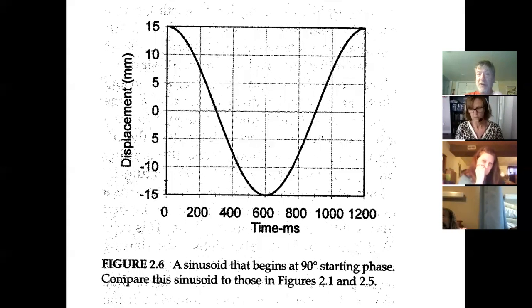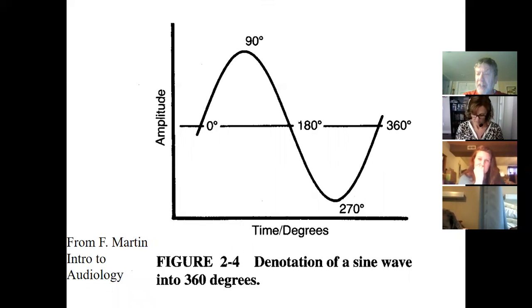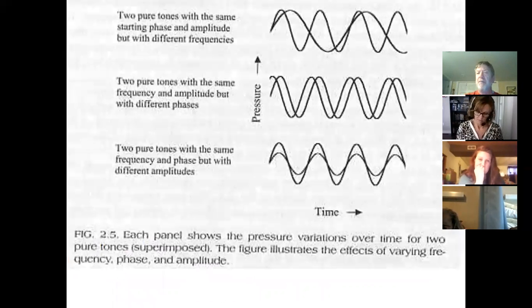This one here is an interesting display. But it includes 360 degrees as well. So it's one cycle. One condensation, one rarefaction is known as a cycle. It's known as one wavelength. And now we're ready to talk frequency.